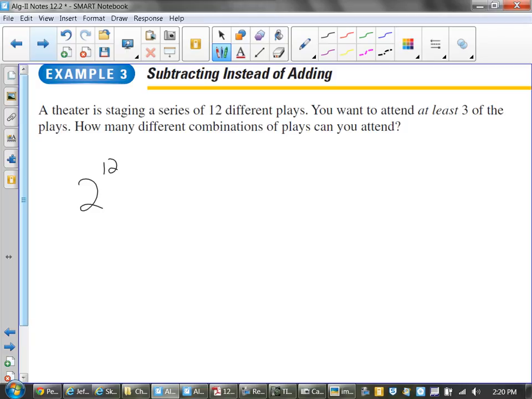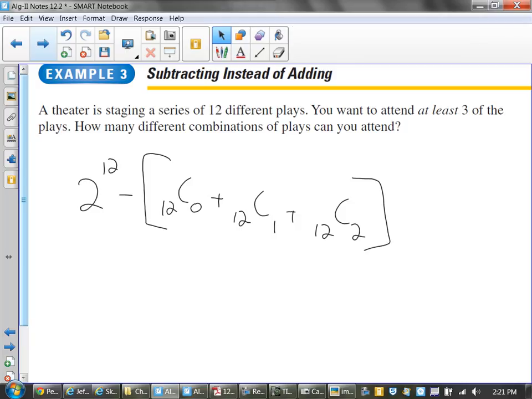2 to the 12th power is your total number of options for mixing these go, not-go choices together. From that, you could subtract out the ones you won't be doing: 12 choose 0, 12 choose 1, 12 choose 2. It's a little less work to type out, because you're going to attend at least 3.